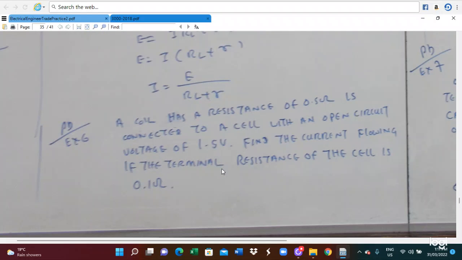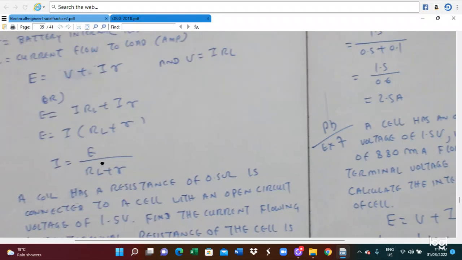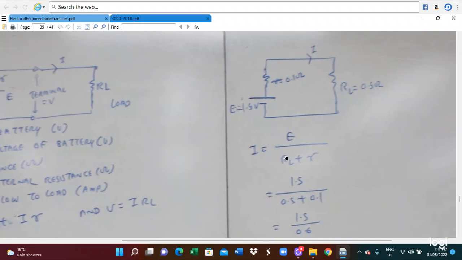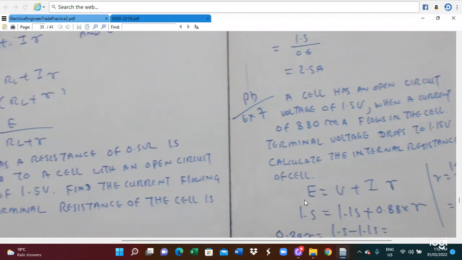A resistance of 0.5 ohm is connected to a cell with an open circuit voltage of 1.5 volt. Find the current flowing, with a terminal resistance of say 0.1 ohm. So this is the way you have to calculate. In this case, the diagram is given here: 1.5 volt, and r is 0.1 and R is 0.5. So I equals E divided by r plus R. So 1.5 divided by 0.5 plus 0.1, you get 2.5 ampere.